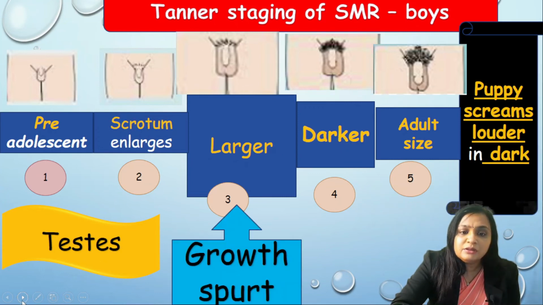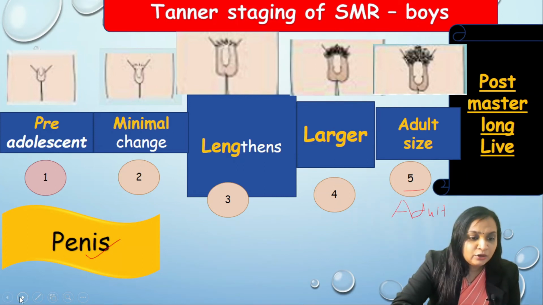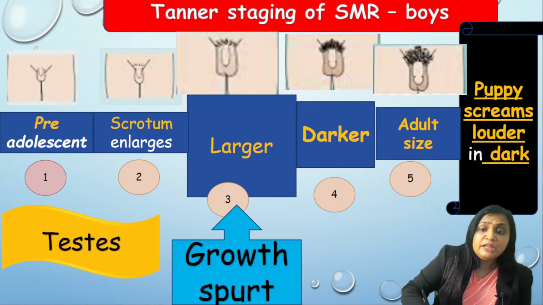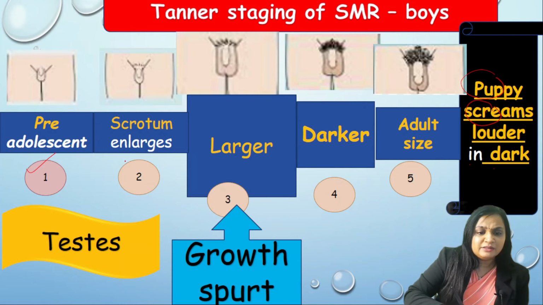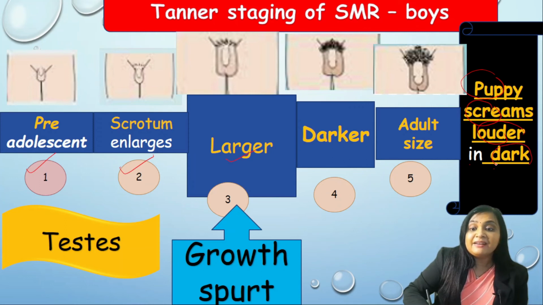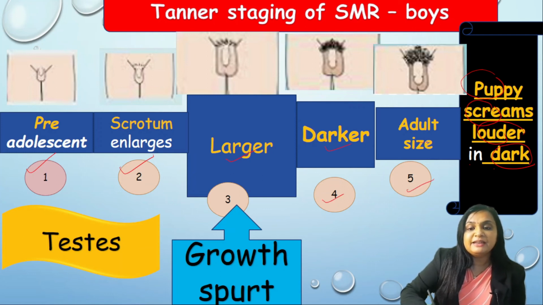So we have done with the Tanner staging for penile growth. For testes we have a mnemonic: "puppy screams louder in the dark". Puppy, pre-adolescent, screams, scrotum enlarges in second. So puppy means pre-adolescence, screams means scrotum enlarges in stage 2. Louder means third stage, size increase, larger. In dark means the testis is dark, scrotum is dark, that is stage 4, and in the 5th it is adult size.